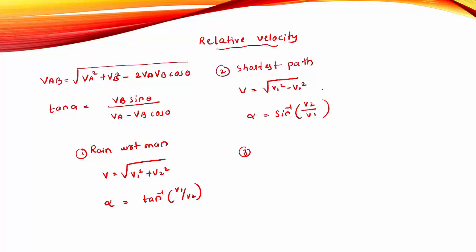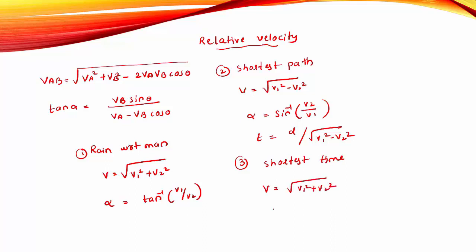So time to cross the river, here also we found time, that is t equal to d divided by square root of V1 square minus V2 square. Third one we studied about to cross the river with the shortest time, and we derived the equation for magnitude, that is square root of V1 square plus V2 square, and direction is tan inverse of V2 divided by V1. Time is given by t equal to square root of s square plus d square divided by V1 square plus V2 square. So this is all about relative velocity.